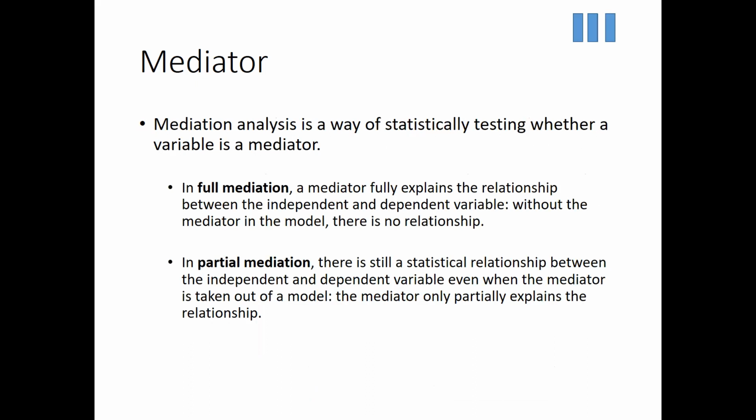Full mediation basically explains the relationship between the independent and dependent variable, in so much as ice cream and crime, right? Ice cream is said to predict crime, sort of. Well, if you factor in the summer heat, then that is the mediating relationship. And now we clearly understand that both of them are correlated because of summer.